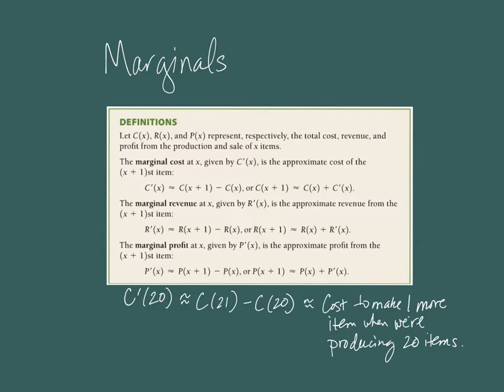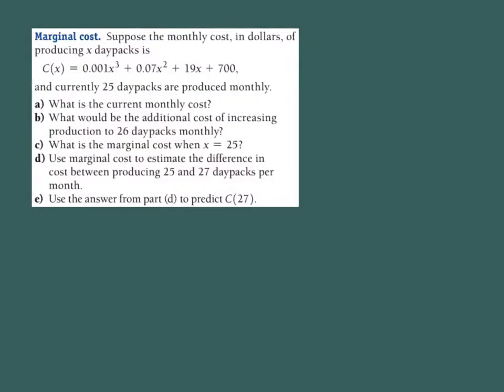So we can actually calculate the cost of one more item, or we can take the derivative and then calculate the approximate cost of one more item at lots of different values. So let's take a look at an example. Marginal cost. Suppose the monthly cost in dollars of producing X day packs or backpacks, whatever you want to call them, is given by that cost function. And currently 25 packs are produced monthly. What is the current monthly cost?